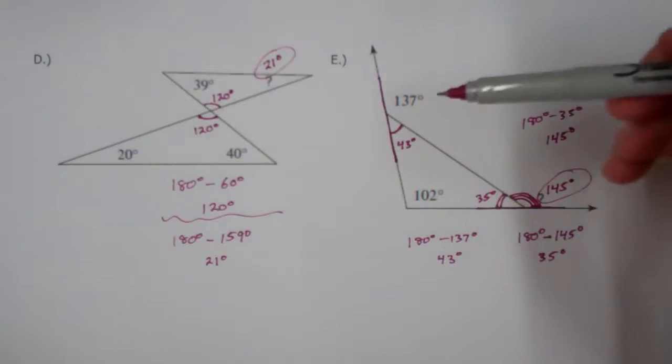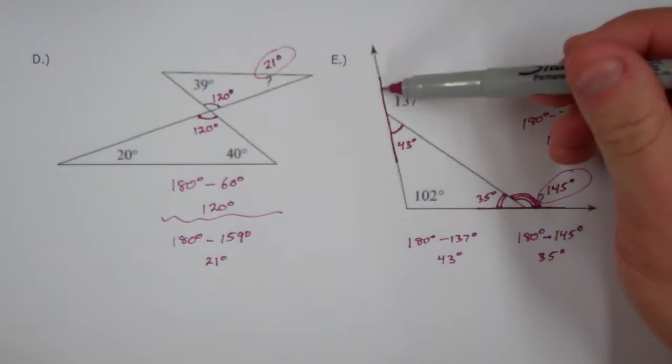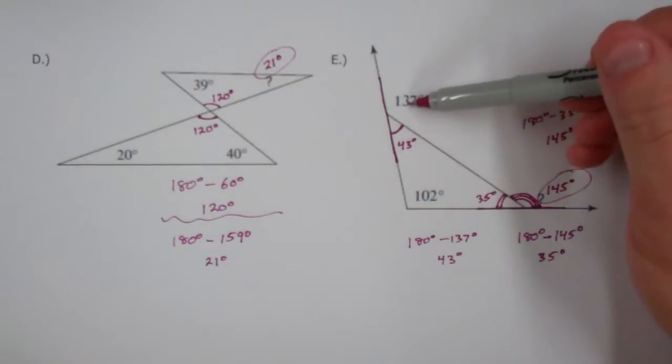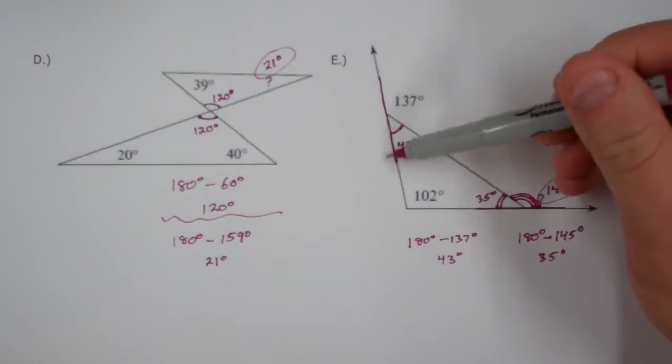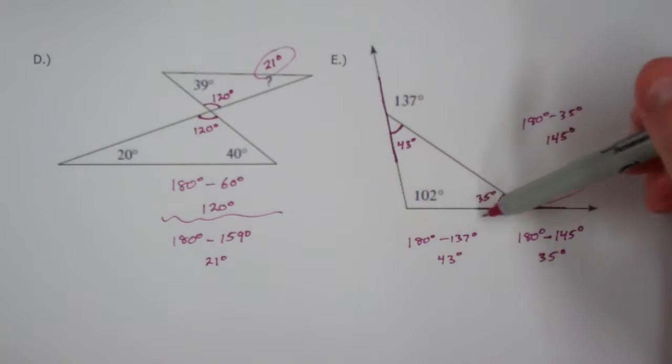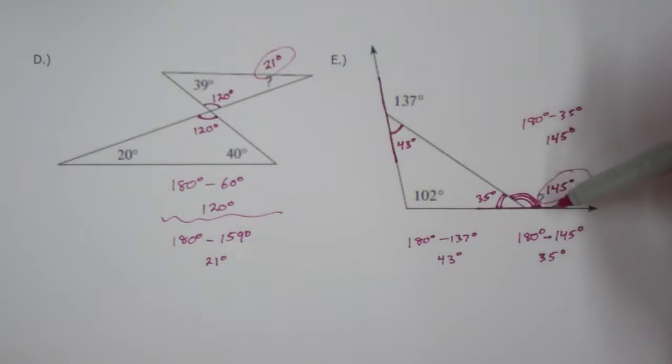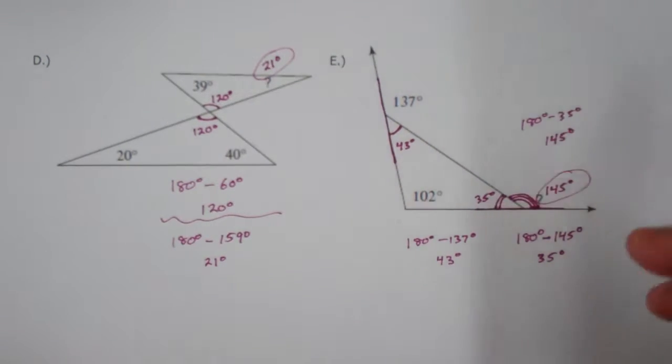So a few different steps here. We had to do our supplementary angles here. We had to do our triangle interior angle sum theorem here. And then we had to do the linear pair here. Alright, we'll move on to F and G.